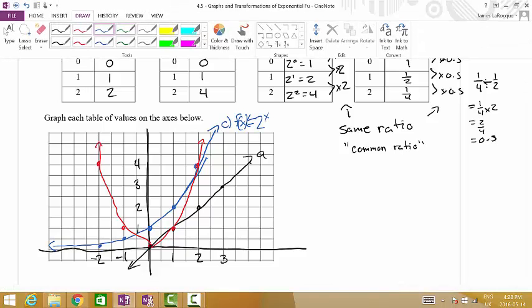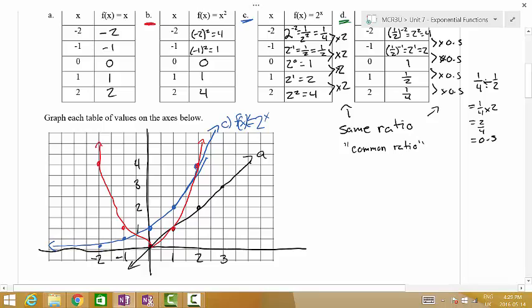And the last one, we'll do in green. Again, it's basically the same numbers as C, but in the opposite order. So at -2, we had 4. At -1, we had 2. At 0, we still had 1. At 1, we had 1/2. And at 2, we had 1/4. So this green one is our D. F of x equals 1 over 2 to the x.